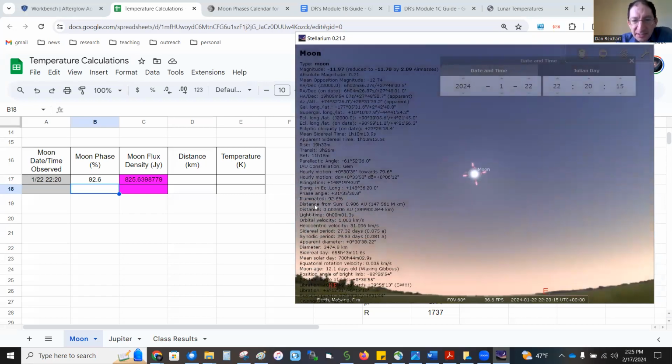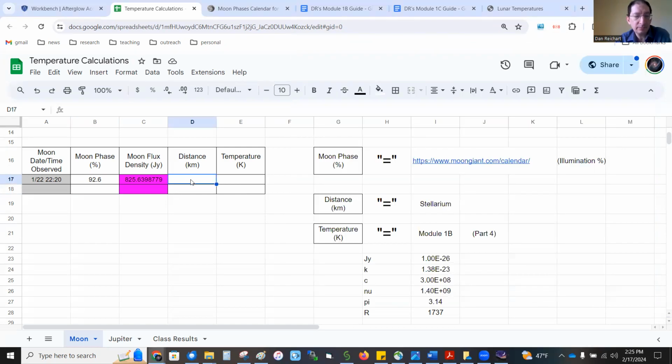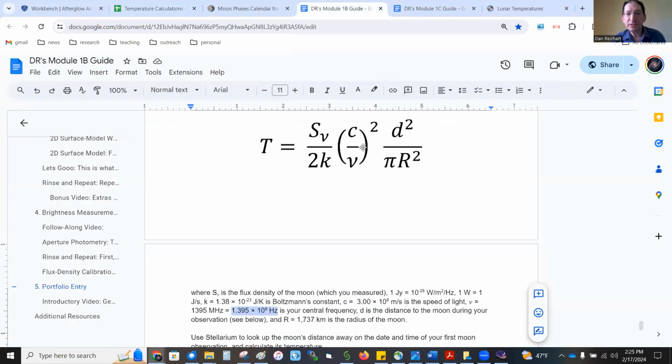And I look for distance, not distance from sun, but distance. And that's the distance from Earth. And we want the kilometer value. That's in the parentheses. Here it says 389,897. Okay. Now we have everything we need to calculate the temperature using this equation here.